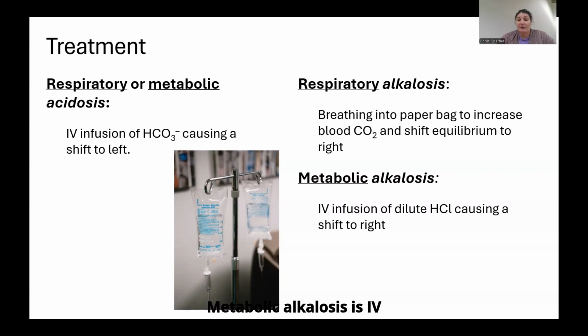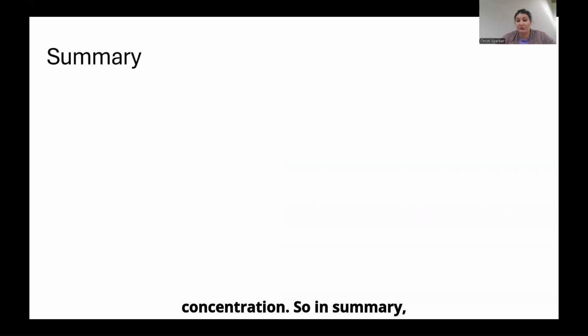Metabolic alkalosis is treated with an IV infusion of dilute hydrochloric acid, causing a shift to the right. So this will increase your hydronium ion concentration.